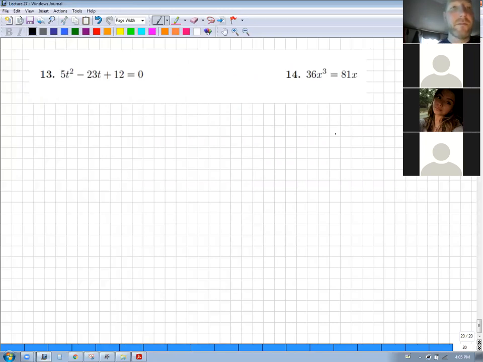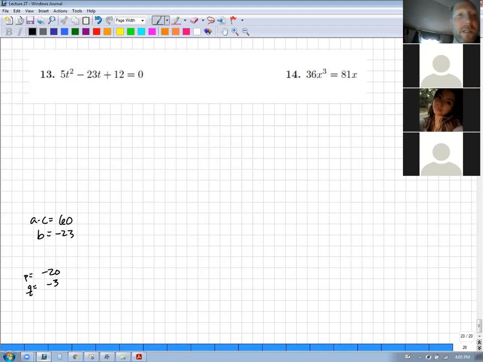All right. Let's see. A times C. 5 times 12 is 60, right? B is -23. So we need, okay, let's see. -20 and -3. Yeah, they multiply to give us a +60, but add to be -23.